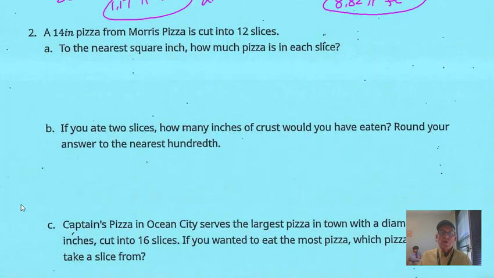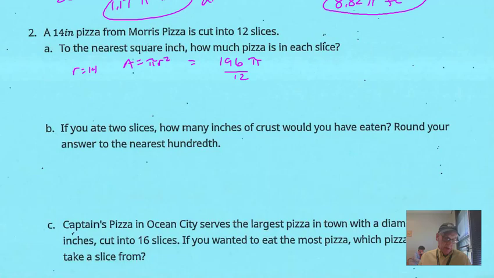Okay, let's look at number 2. A 14-inch pizza is cut into 12 slices. How much pizza is in each slice rounded to the nearest square inch? So we've got 12 slices. So we're going to do the area divided by 12 is going to be the area of one slice. And the area of the pizza is going to be pi r squared, where r is equal to 14. And 14 times 14 is 196. So the area is 196 pi. And it's cut into 12 slices. So we're going to divide by 12.